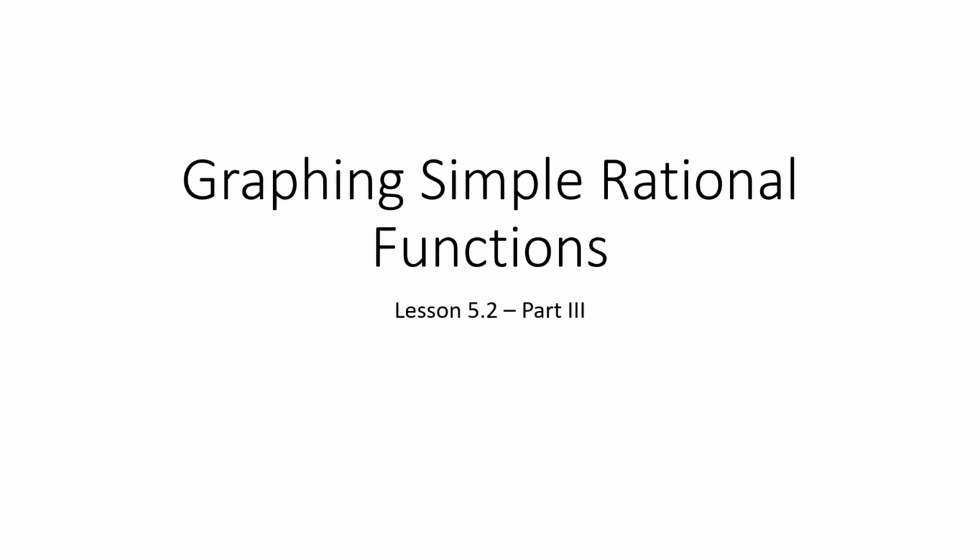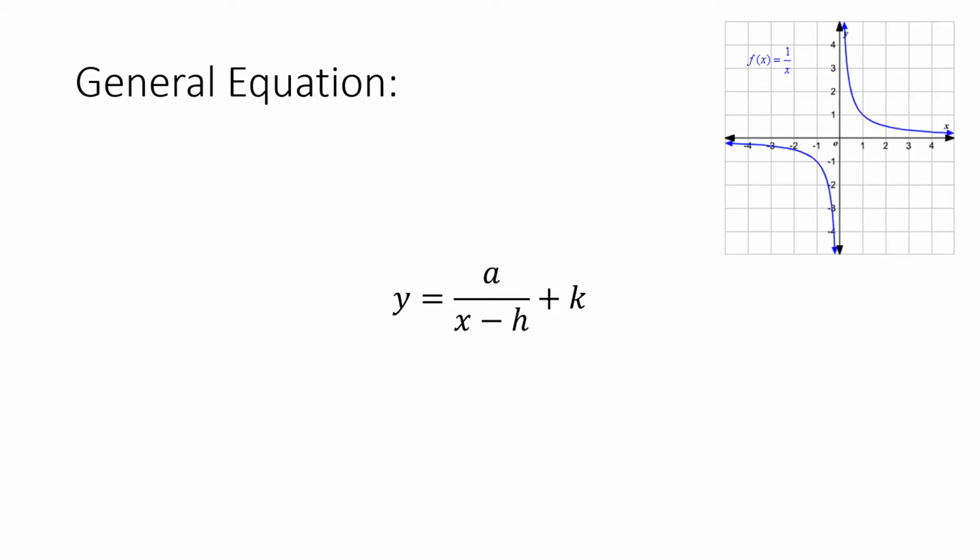In this lesson, we are going to learn how to graph simple rational functions by hand. So remember that when we talk about rational functions, we're talking about fractions. The parent function is y equals 1 over x. And we learned in the last lesson what that function looks like. So if you recall, the parent function is centered at 0, 0. It has a horizontal asymptote and it has a vertical asymptote.